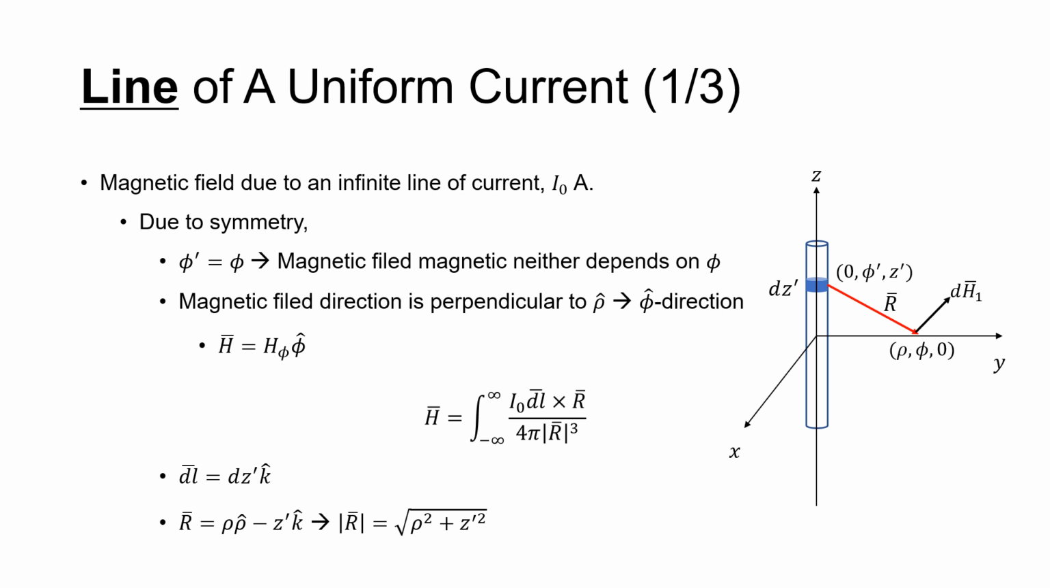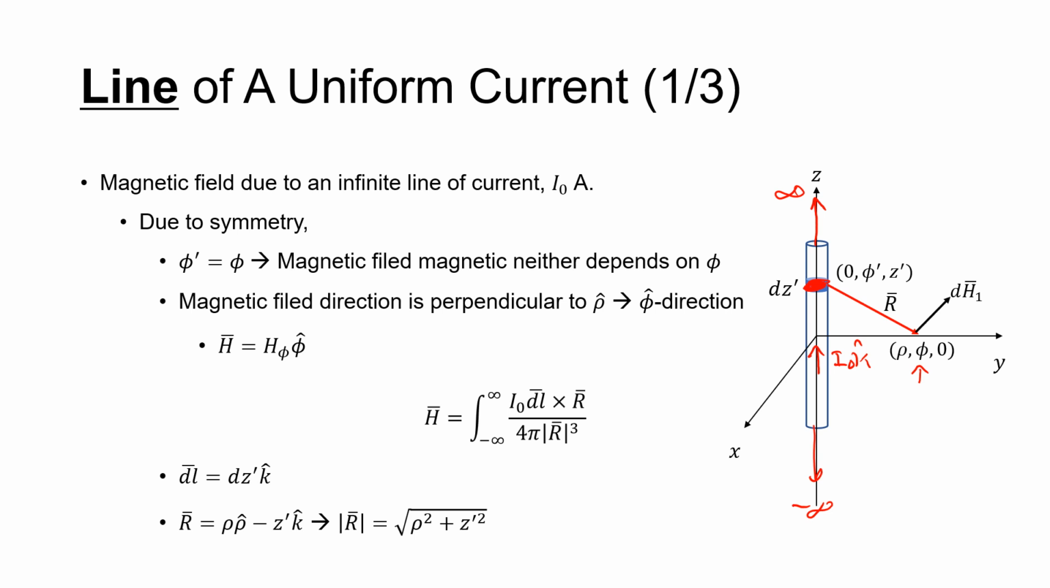We have a uniform line of current which extends from minus infinity to infinity, and we have current I naught in the direction of k here, and we want to calculate the magnetic field everywhere. The first observation here is about phi. We have phi dash equal to phi. Phi is where I am observing my magnetic field, and phi dash is the point where my current element is located.